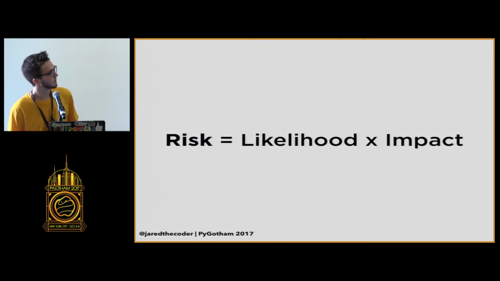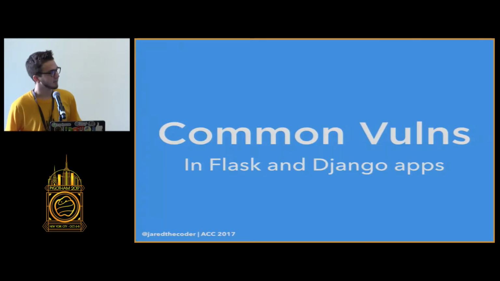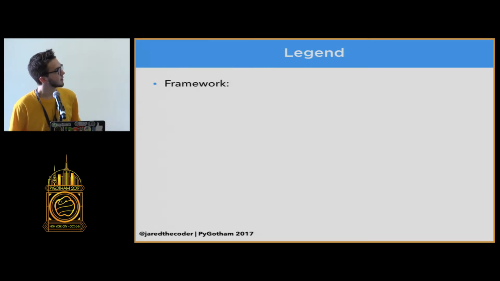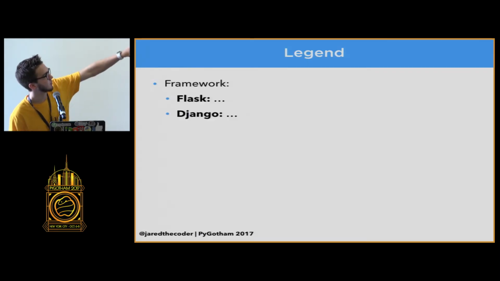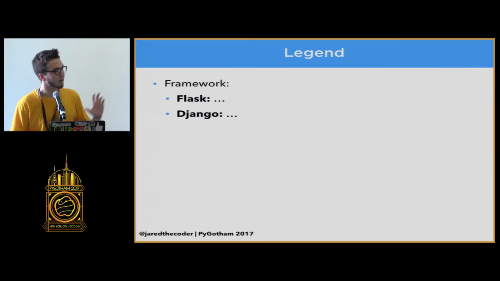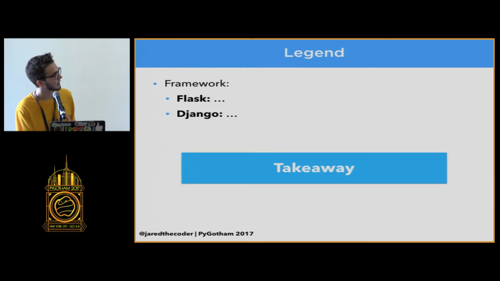I hope not. So the second section is common vulnerabilities in Flask and Django apps. We've talked about the general threat modeling process. Now, what are those vulnerabilities? The legend here is that anytime I say framework, I'll put Flask and Django after it and then put a link to some things. I won't have the full link in there, it'll just be underlined, but I'm going to post these slides online, and they'll be with the talk. And finally, if I have any blue circles, it's like a takeaway.